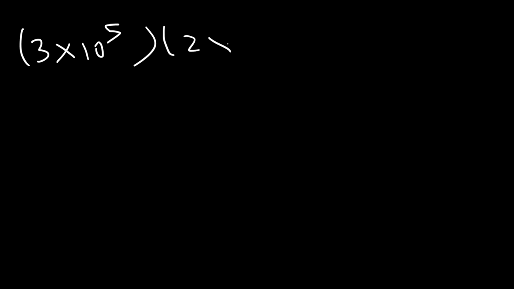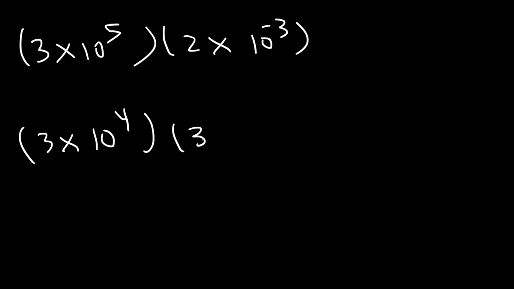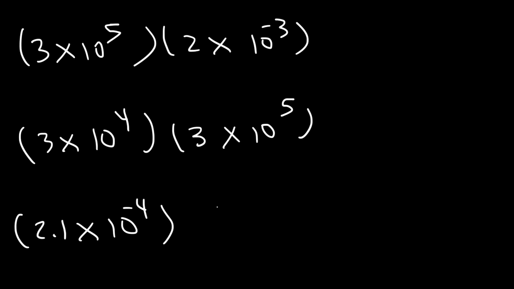Try these examples. Multiply 3 times 10 to the 5 by 2 times 10 to the minus 3. And try these as well. Let's say 3 times 10 to the 4 by 3 times 10 to the 5. And also 2.1 times 10 to the negative 4 and then 4.2 times 10 to the 6.